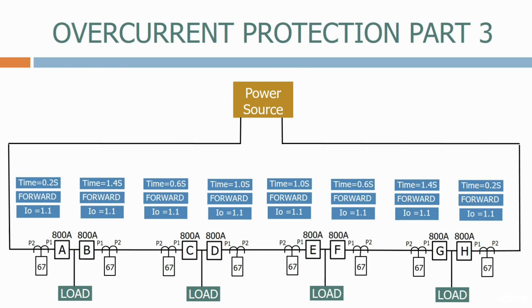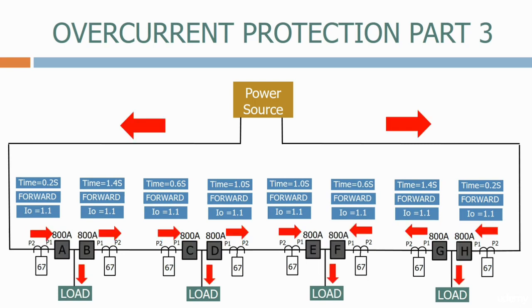Let's now transfer these time delays and current directions onto the original network. We end up with this arrangement, with all the relays on the left of the breakers looking left, and all the relays on the right of the breakers looking right. Let's now close the circuit breakers. As we can see, the main currents from the power source will split, with some going down the left-hand side and some going down the right-hand side. How these currents split will depend on the value of each of the loads applied.